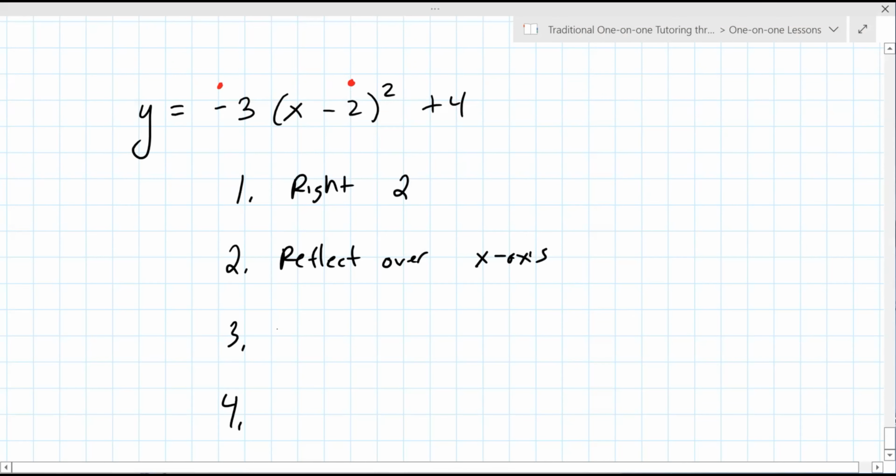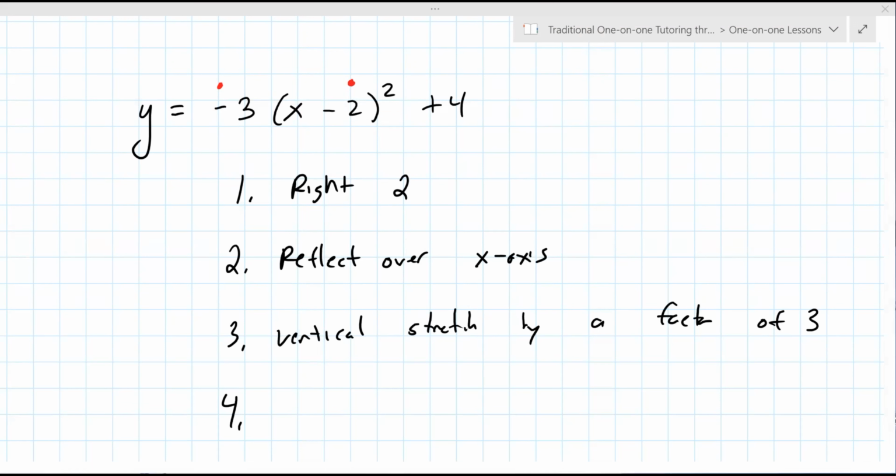The next is the 3. It's a vertical stretch by a factor of 3. That word factor is super critical. Just always write factor when you're doing that. And then the last one is up 4.